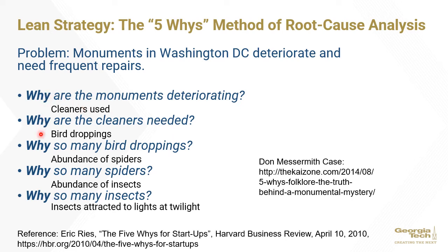In this particular case, it's a linear progression of whys. And you get to the bottom, the root cause: insects are attracted to lights at twilight. So a solution might be, don't turn on the lights at twilight, delay them. Put them on a little bit later. It's during that time period that they're attracted, and that might solve it. It's a much simpler solution and much nicer looking than putting up netting everywhere.